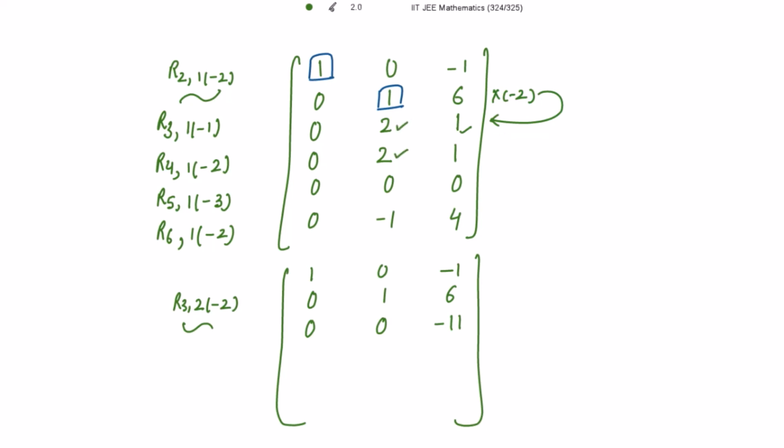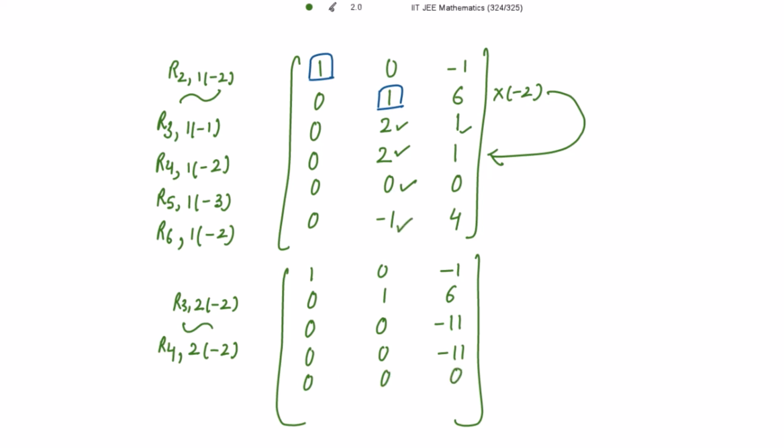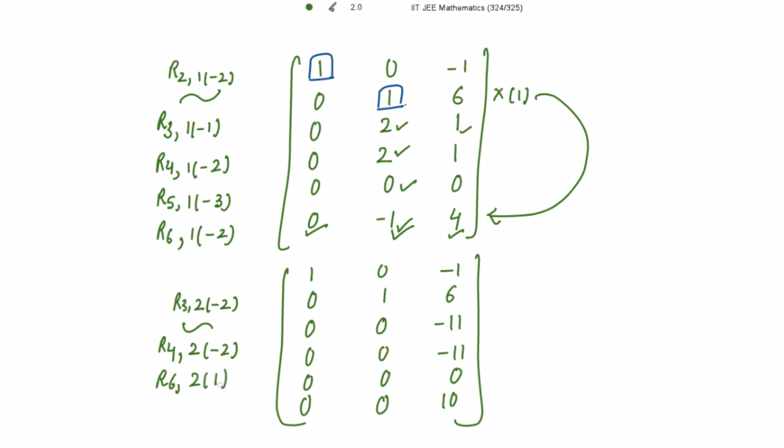Getting 0 for 2, and now getting 0 in place of this 2. For that, again we have to multiply row 2 with -2 and add its elements to row 4. And we get the result to be 0, 0, -11. Already I'm having 0 over here, so write this as it is. And now to get 0 in place of -1, for that, just multiply row 2 with 1 only and add its elements to row 6. So we have changed row 6 by adding its elements to row 2, but row 2 should first be multiplied with 1 only.